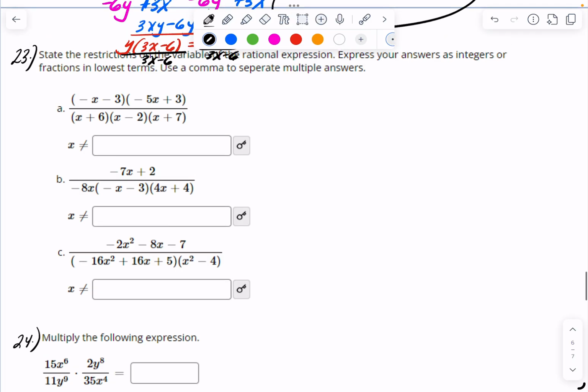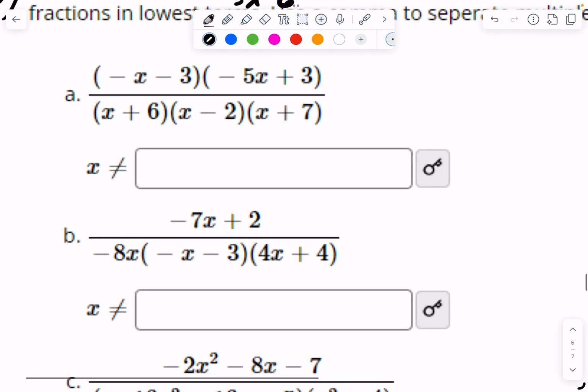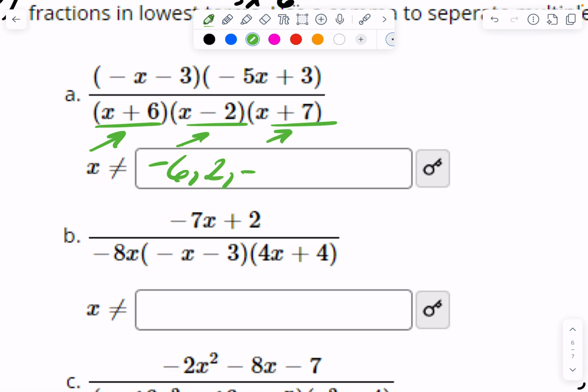All right, it says state the restrictions. That's the easiest problem ever because it's already factored. If it's not factored, we've got to actually factor it. So my restrictions are -6 and 2 and -7.